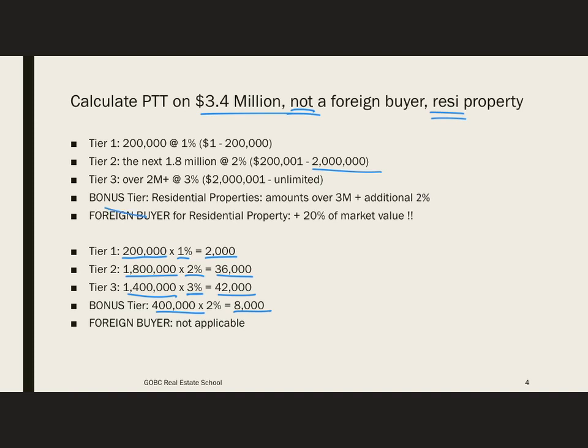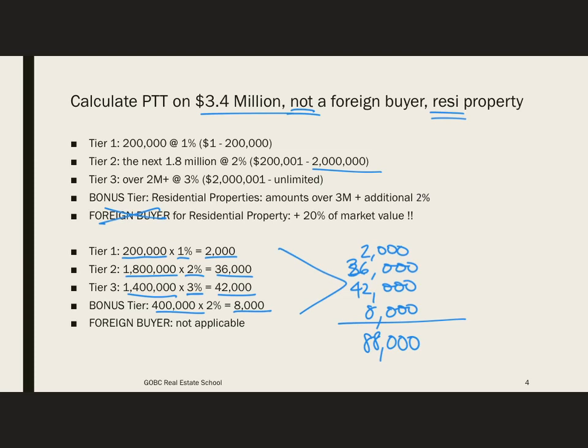For this one, we said that the person was not a foreign buyer, so the foreign buyer's extra 20% tax is not applicable. So for this one, you add up all of your tax amounts. You have your $2,000 from tier 1, your $36,000 from tier 2, $42,000 from tier 3, and your $8,000 from the bonus tier. And so you would have a total tax bill of $88,000.